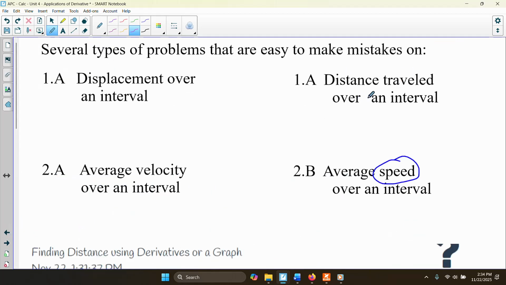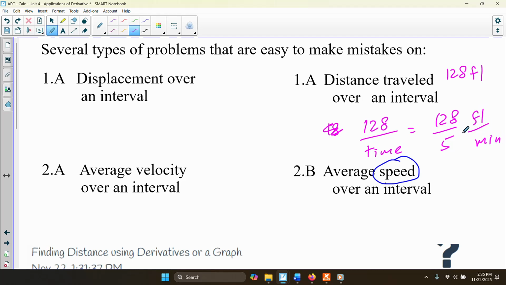So the distance traveled over the interval is 128 floors or meters, whatever. And now what's the average speed over that interval? What's the average speed of the elevator or the person running back and forth or whatever? This is 128 over the time, which in our case was 5, right? So 128 over 5. And what's the unit? Well, it's a rate of change, so it's something divided by something. In this case, floors per minute or second, and that would be how you do that.